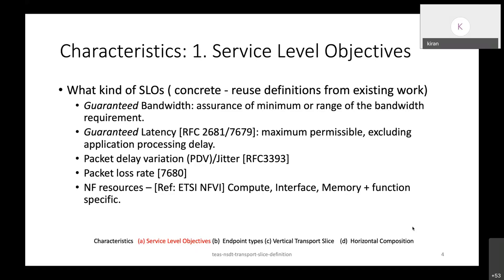And we do clarify that these things are unidirectional. So there's no assumption that it's going to be bidirectional. And we also clarify that SLOs are required on per link basis, per flow basis, or group of flow basis. So there's some text to describe how SLOs can be defined. Next slide.